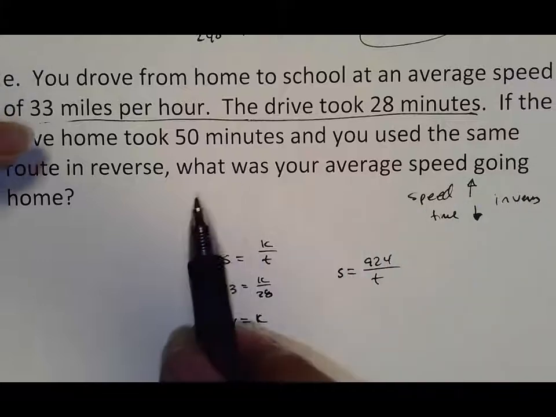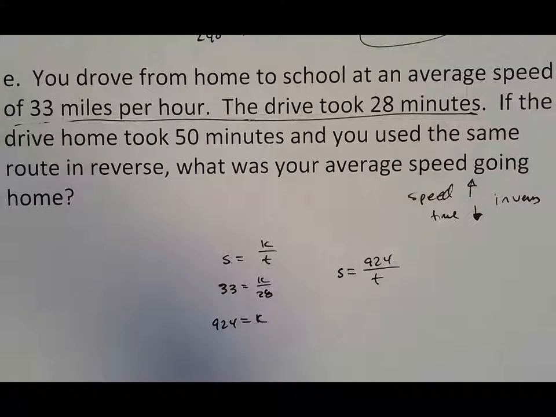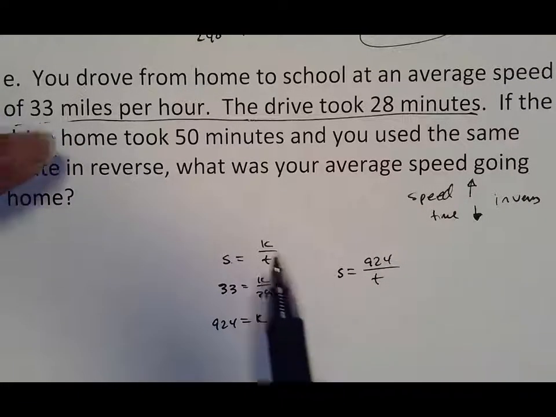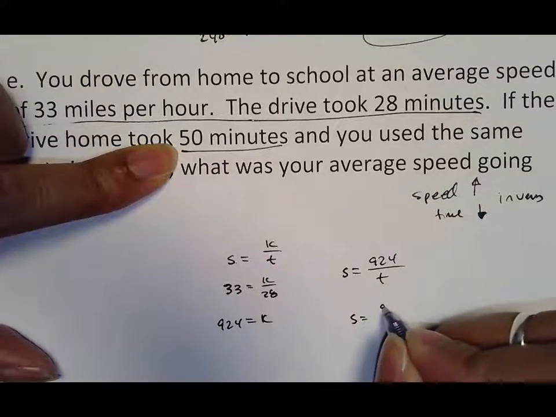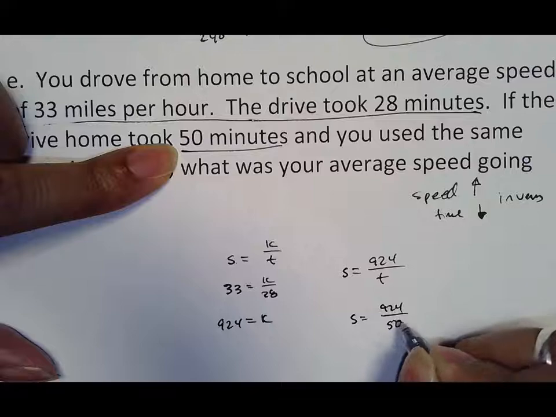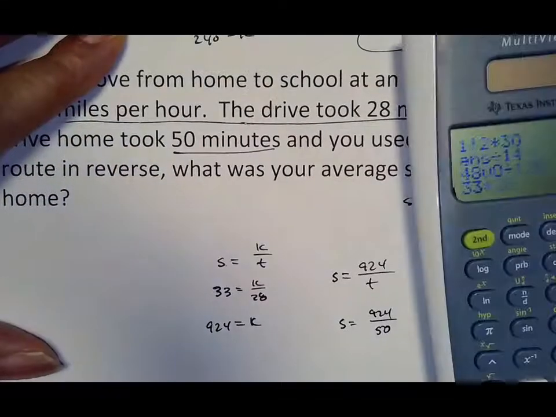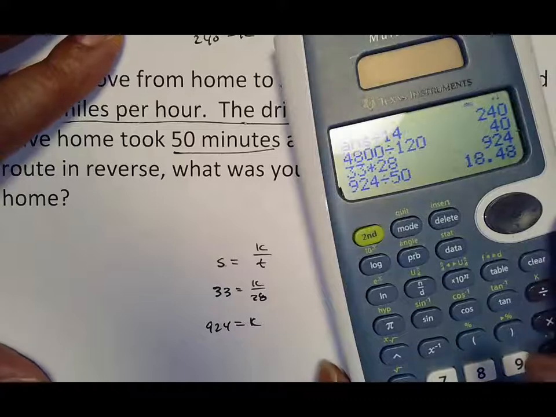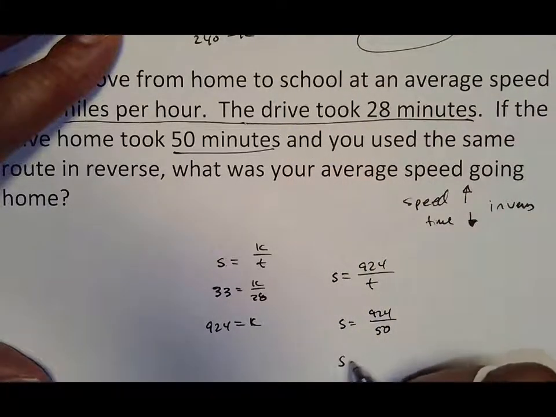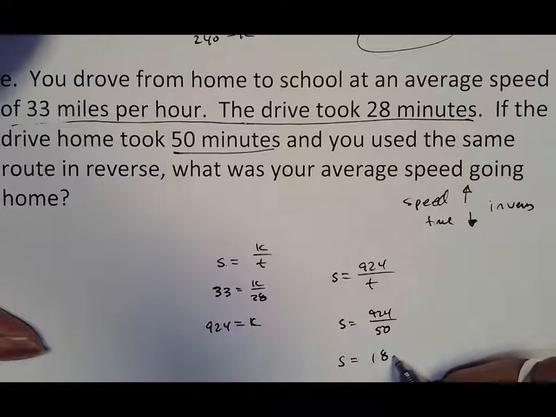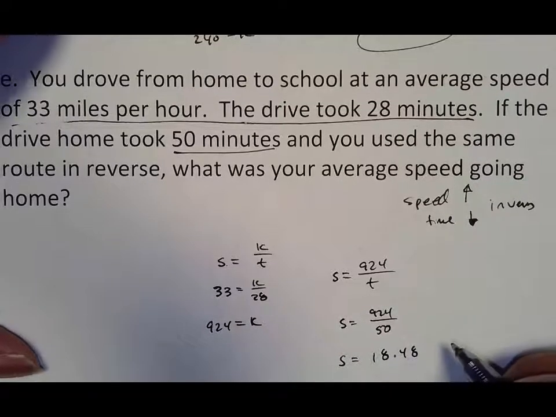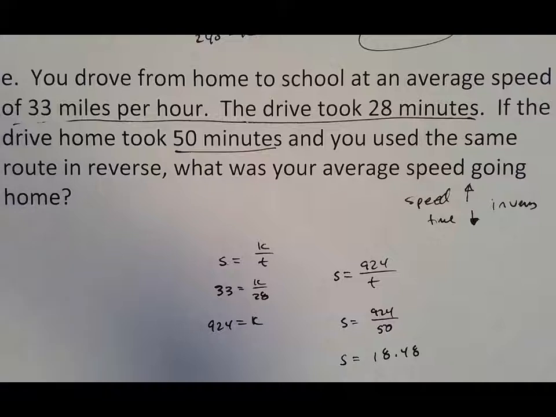So it says if the drive home took 50 minutes, you use the same route in reverse. They want the average speed. So therefore it took 50 minutes, so put 50 in for time. So S equals 924 over 50. And you get the answer of 18.48, or 18.5.